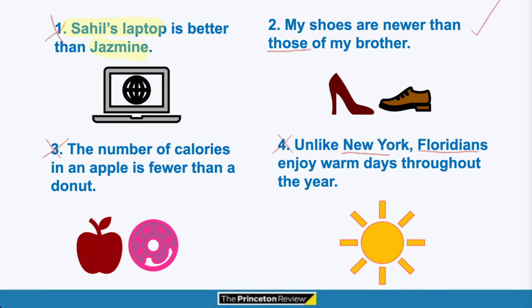So you could say, unlike New York, Florida enjoys warm days throughout the year. Or unlike New Yorkers, Floridians enjoy warm days throughout the year. Okay, so you want to make sure that the two things you're comparing are also parallel and that they agree with one another.